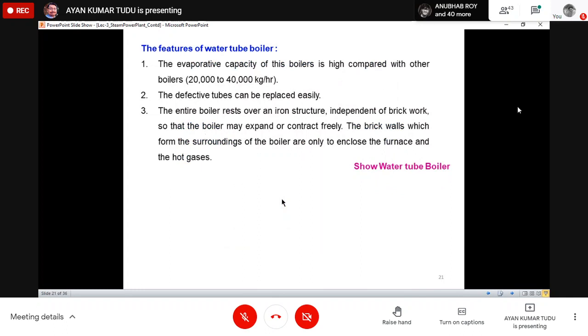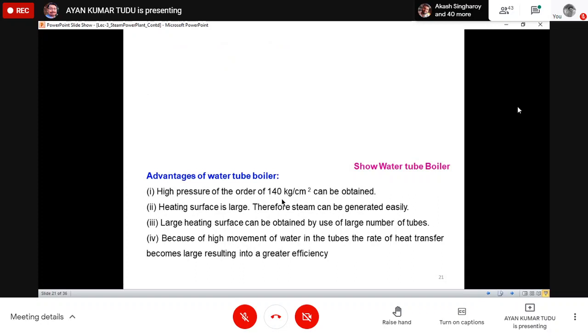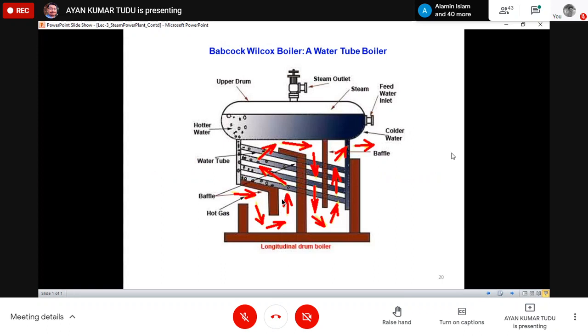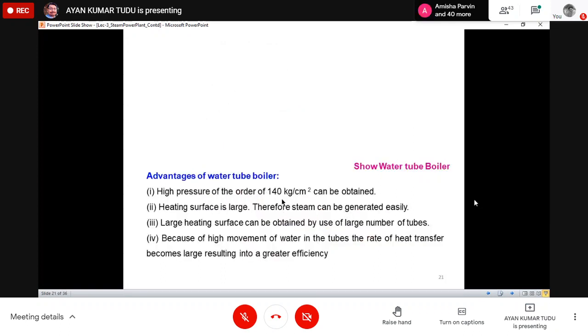So what are the advantages of water tube boilers? Number one, high pressure of the order of around 140 kg per centimeter square can be obtained. The heating surface is large, so steam can be generated easily.